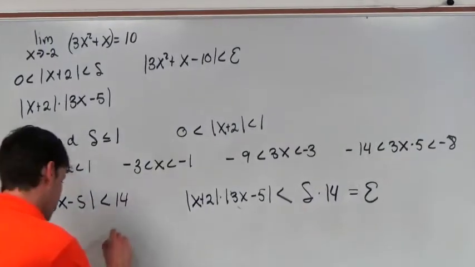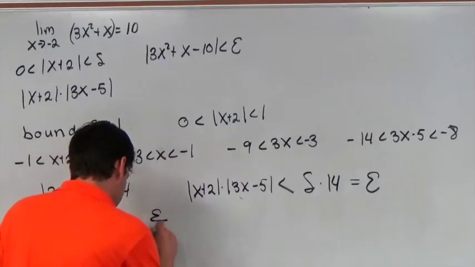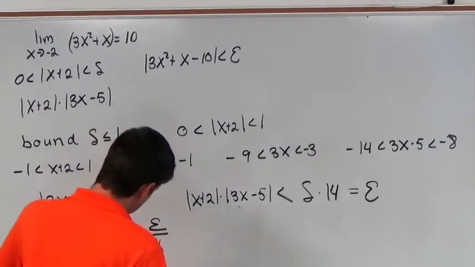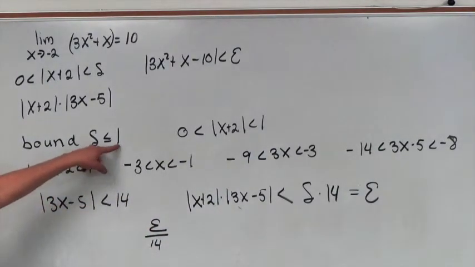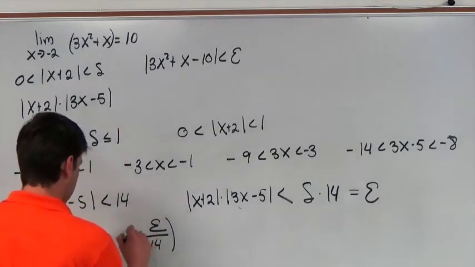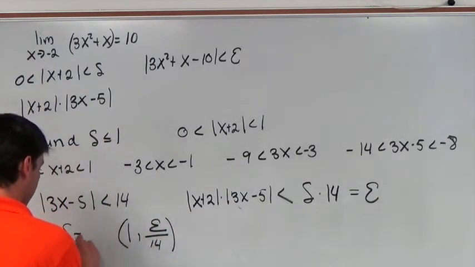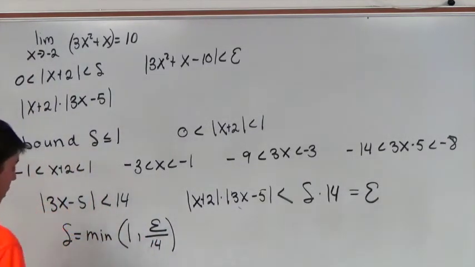And we get delta is epsilon over 14. But don't forget your bound of 1. So at the end, we take delta to be the minimum of our bound and what we would get in the algebra.